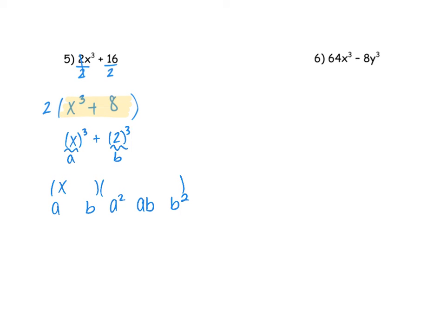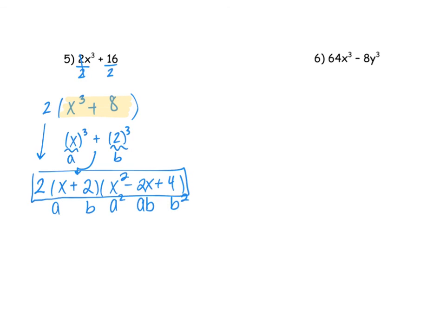My a term is x, my b term is 2. My a squared is x squared. My ab is 2x, and my b squared is 4. Same sign, opposite, always positive. And then just don't forget to bring this 2 down here, and that is your final answer.